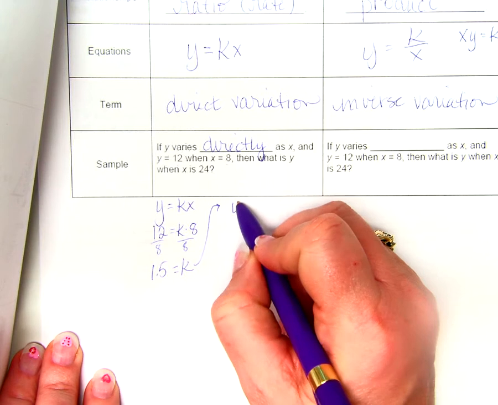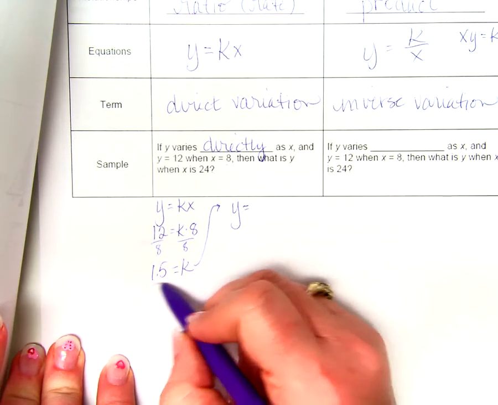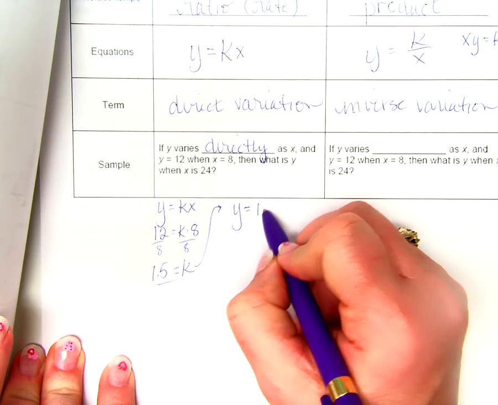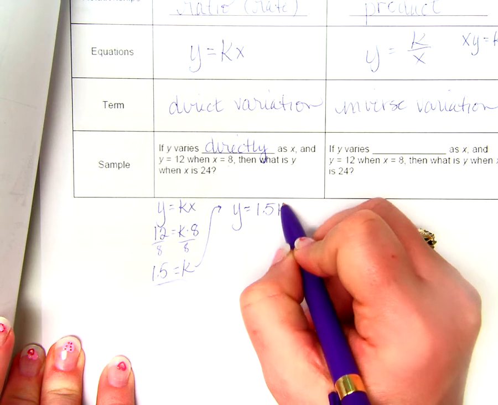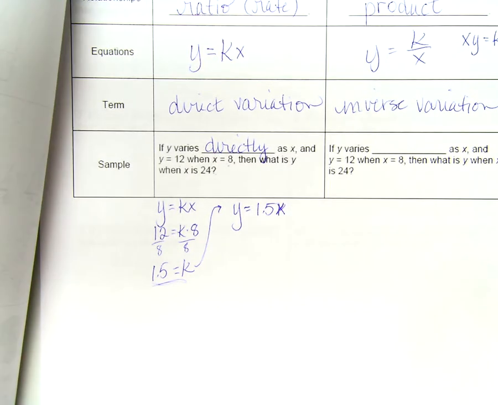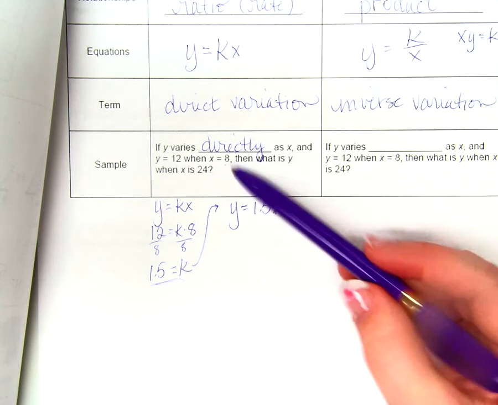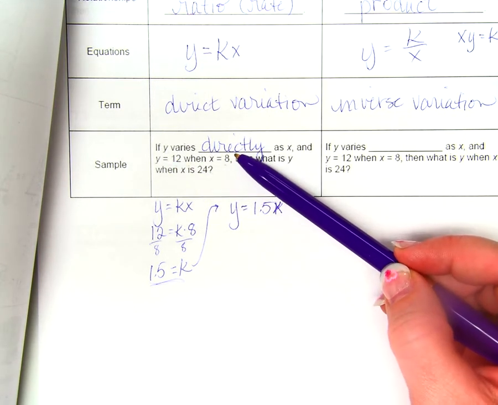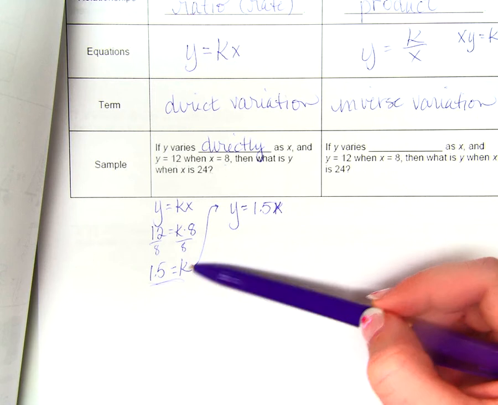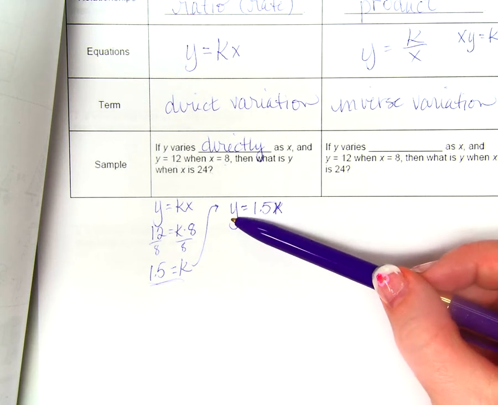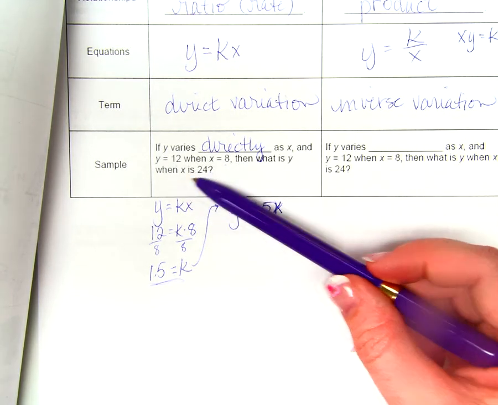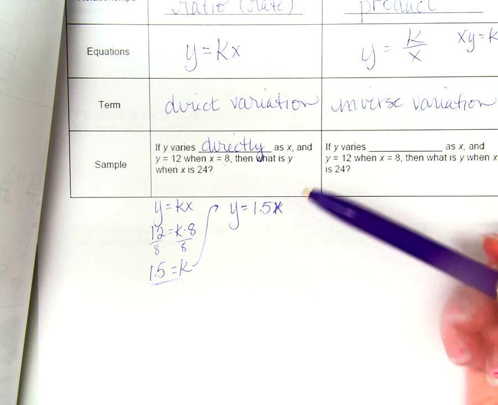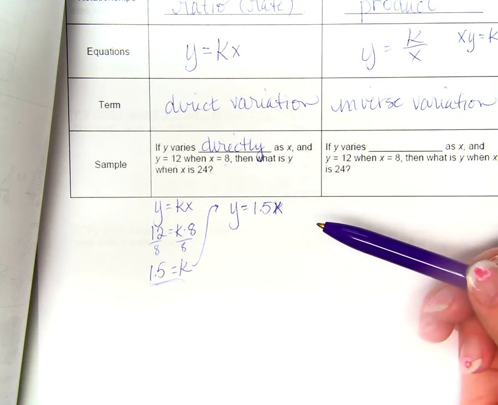I'm going to rewrite my problem, except this time I know what k is. Whoops, that should say x. So I start reading and read until it gives me some information, and then I stop. I go find k, and then I start again. What is y when x is 24? Well, how do I find that?